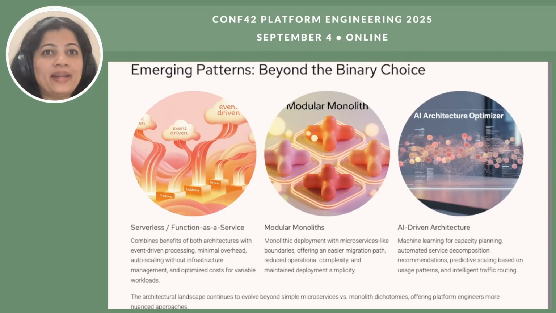Modular monoliths maintain a single deployment, but enforce clear boundaries. So this reduces complexity while keeping migration options open. And just like AI is penetrating every other aspect, AI-driven architectures are also emerging, where machine learning is used to predict scaling, recommend service decomposition, and intelligently route traffic. The bottom line is that the future of architecture is not binary. It's nuanced and it's evolving.